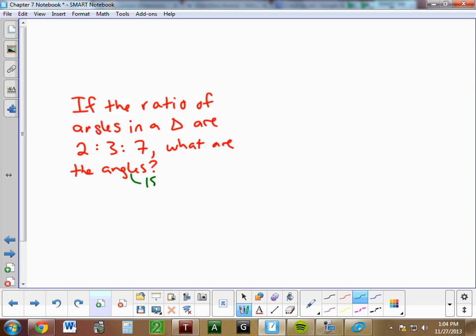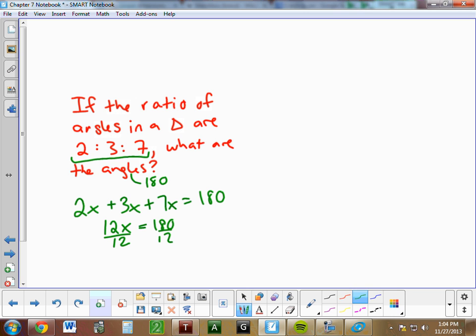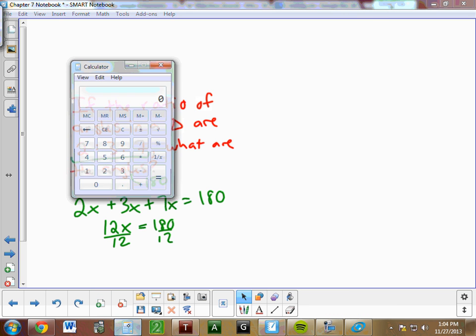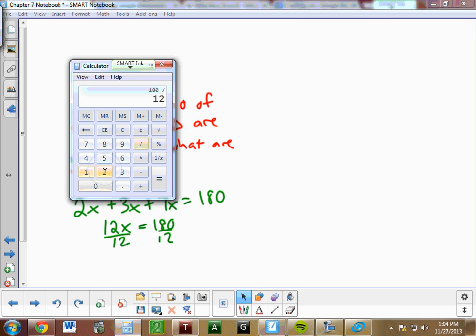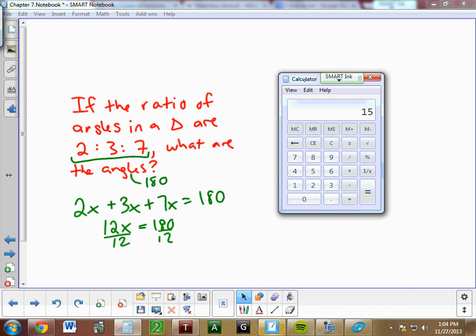The angles should add up to 180. This ratio means that there's some number that I multiply these all by to get each angle. I don't know what that number is, but I'm going to multiply each one by some number x, and those should add up to 180. 2 and 3 is 5, and 7 is 12. So 12x equals 180. If I divide by 12, 180 divided by 12 is 15. So that means x equals 15.